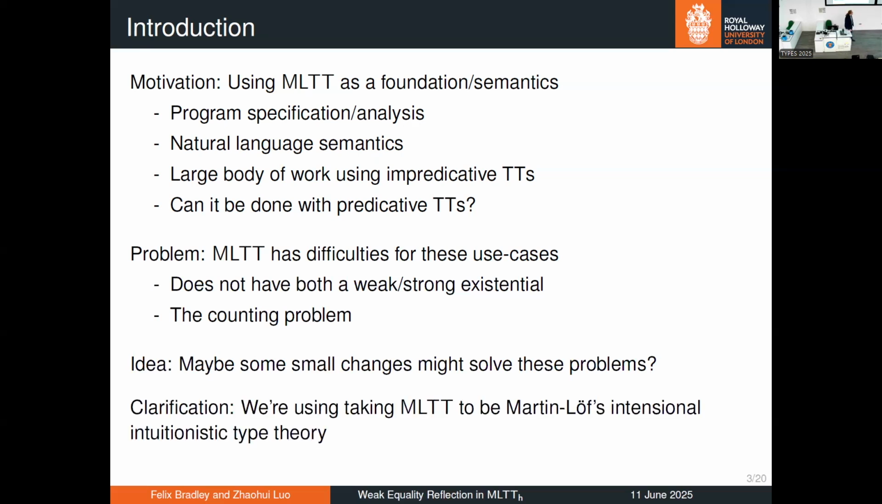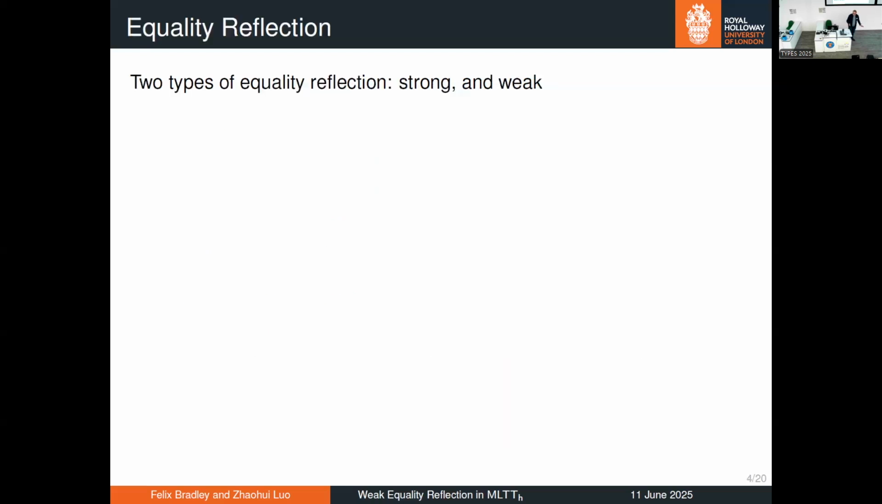Just as a quick side note, we are talking about Martin-Löf's intuitionistic type theory. There's no function extensionality. There's no other bits and bobs that we're adding onto this.